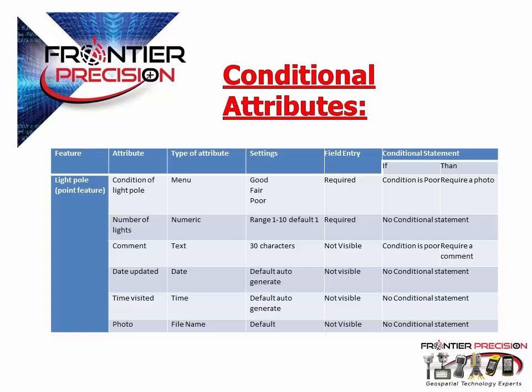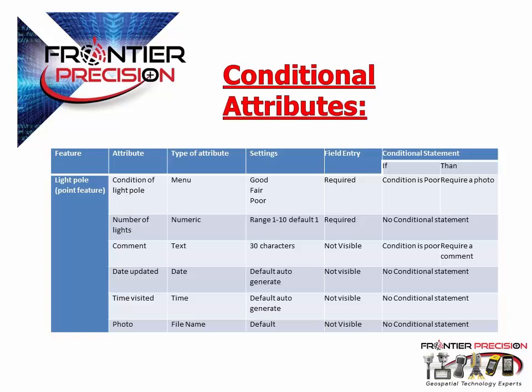Conditional attributes are used to create a basic if-then statement to control what the field user sees in relation to what they need to collect. For example, on this chart that we have on the screen, if the condition of a light pole is poor, then we can require a photo. If the condition of that light pole is poor, we can also require a comment. We can make sure, using the field entry settings, that number of lights is required, and date of update we can make not visible.